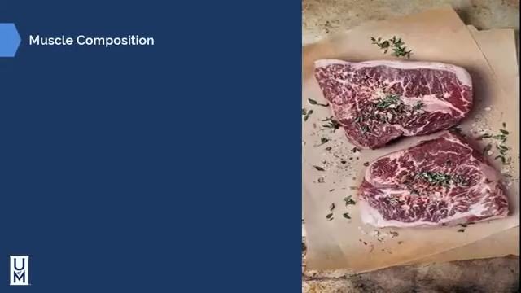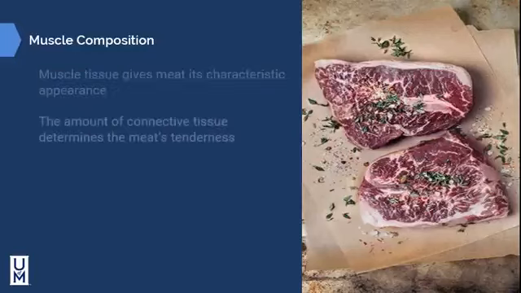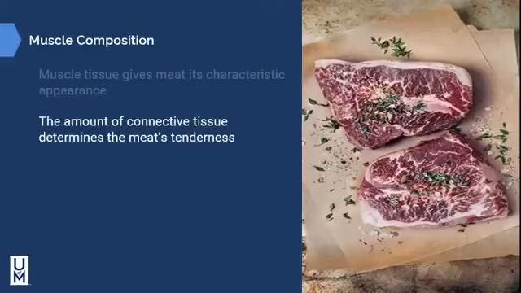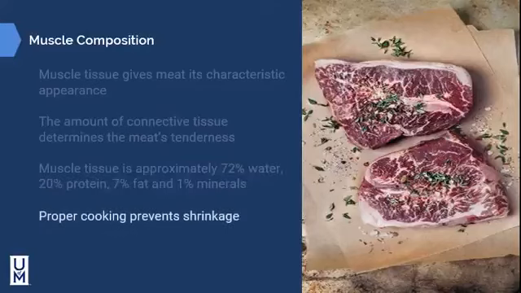So let's discuss muscle composition. Muscle tissues give meat its characteristic appearance. The amount of connective tissue, such as sinew and what we refer to many times as gristle, determines the meat's tenderness. Muscle tissue is approximately 72% water, 20% protein, 7% fat, and 1% minerals. Proper cooking techniques will eliminate or reduce the shrinkage involved with meat. Some shrinkage is going to be expected in the loss of water weight, but we want to try and reduce that as much as possible.